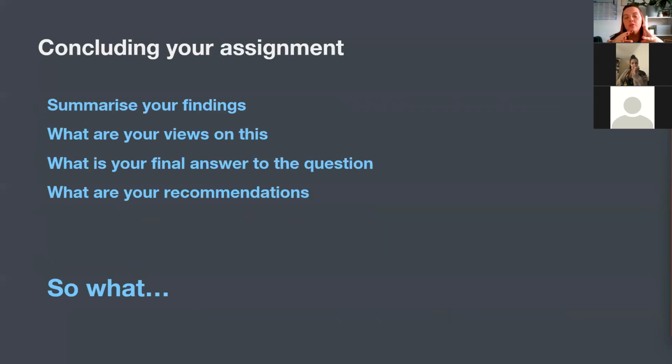So in that conclusion at the end, I find it's really difficult to start an assignment and then to end it as well. Those are the two parts that I always find quite tricky. The middle bit is always all right, but it's just how to start it and then how to tie it up at the end. So in your conclusion, you want to summarize your findings.